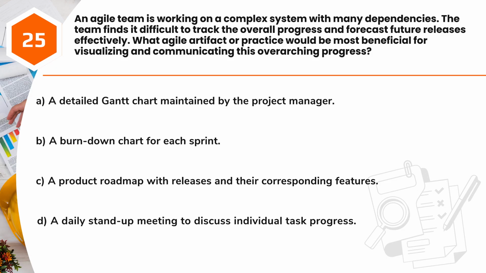Question 25. An Agile team is working on a complex system with many dependencies. The team finds it difficult to track the overall progress and forecast future releases effectively. What Agile artifact or practice would be most beneficial for visualizing and communicating this overarching progress?